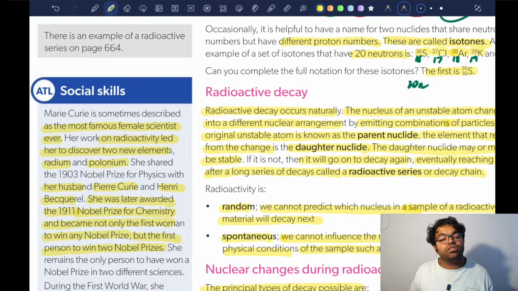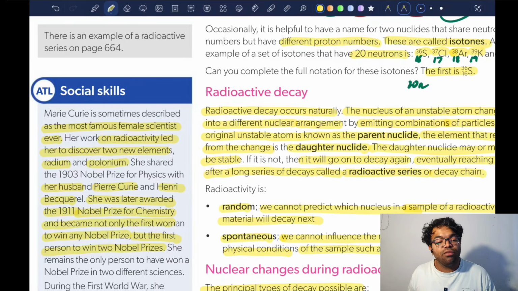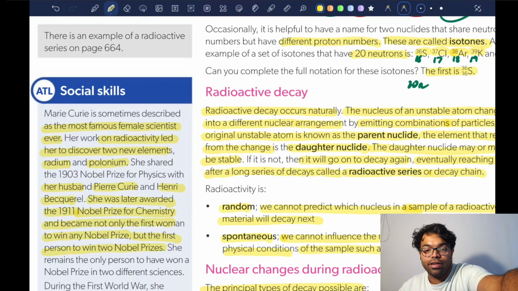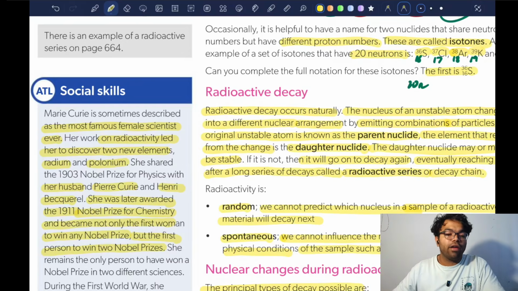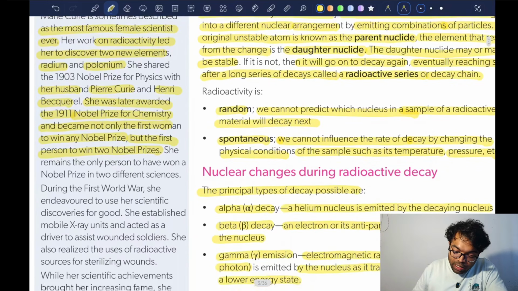Okay, and that's a huge thing because during her time it was very difficult for girls, okay, especially women, to go into the field of science. They had a lot of stereotype on top of them. So not only did she have to work, but she had to prove herself to these ignorant people about her talents. So she deserved the two Nobel Prizes. She remained the only person to have won a Nobel Prize in two different sciences.